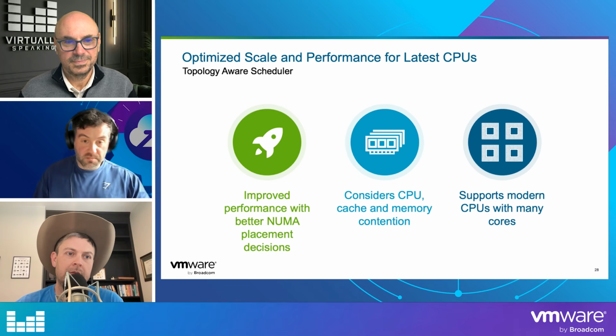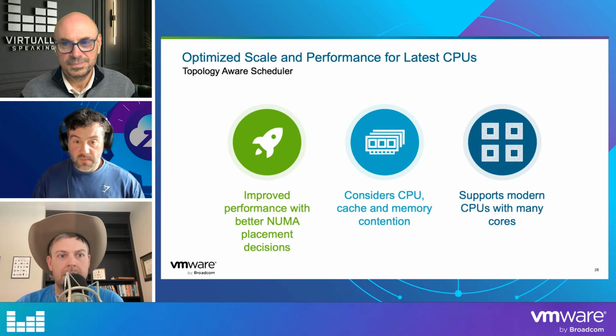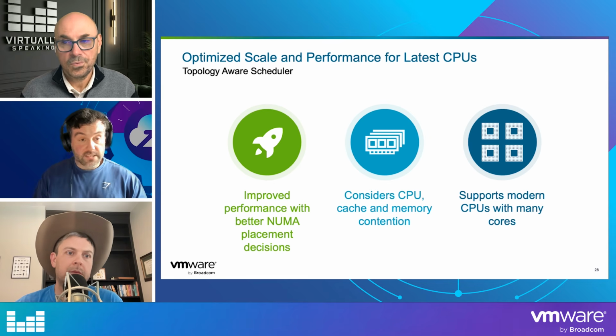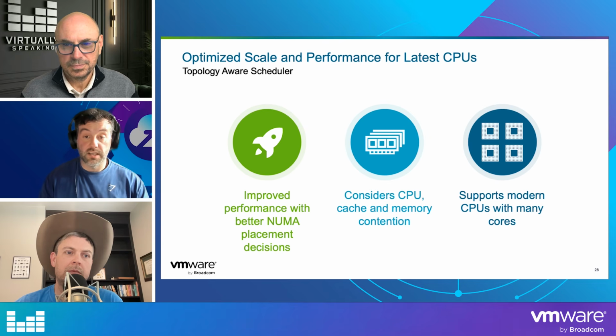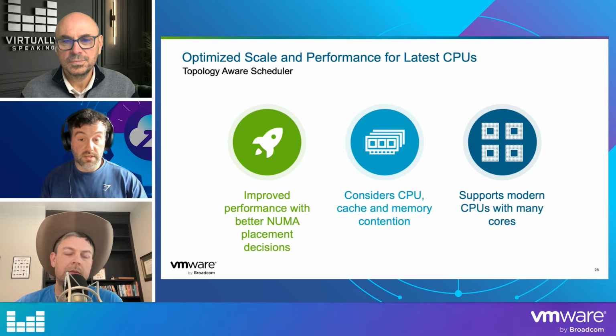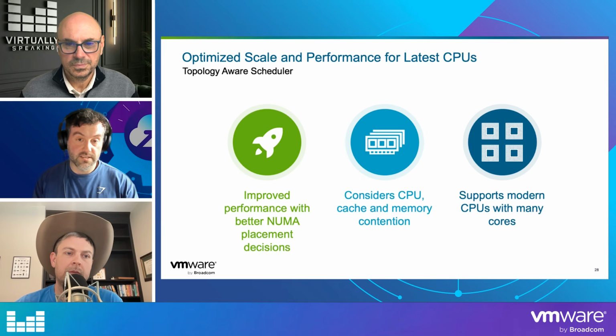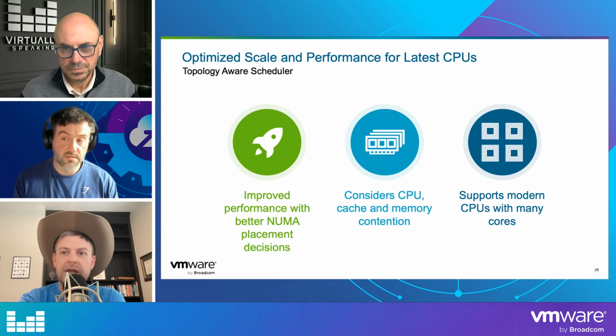There are better NUMA placement decisions as well. We're not only taking into account the CPU contention, we're taking into account cache and memory bandwidth contention as well. This, again, is something that you don't really see. It's all happening under the hood in the ESX scheduler, but it is something that customers should see benefits from once they move to 9.1, especially for those super dense ESX hosts with a massive number of cores.